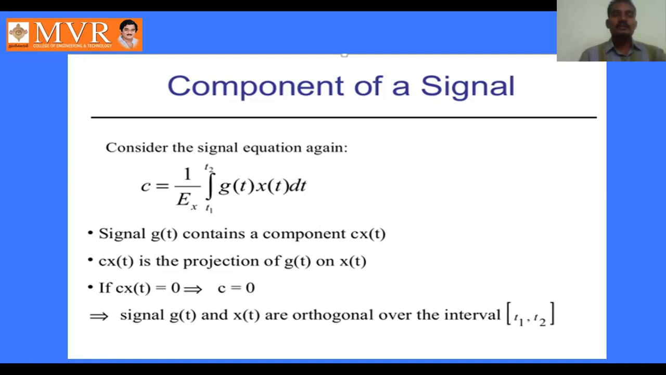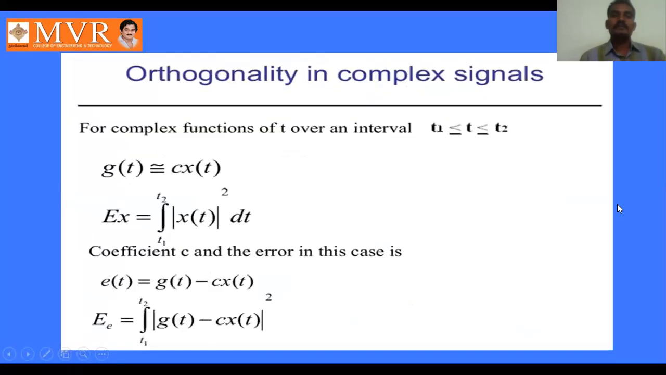Then the necessary and sufficient condition is C into X of T is equal to 0, or C equal to 0. If C equal to 0, it becomes G of T into integral T1 to T2 of G of T into X of T dt is equal to 0. In the same manner, we can explain the orthogonality in complex signals. So this is the orthogonality in complex signals.